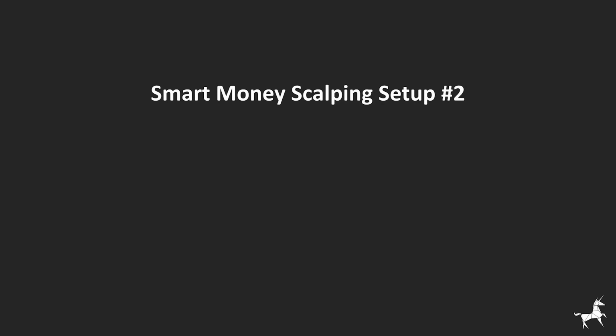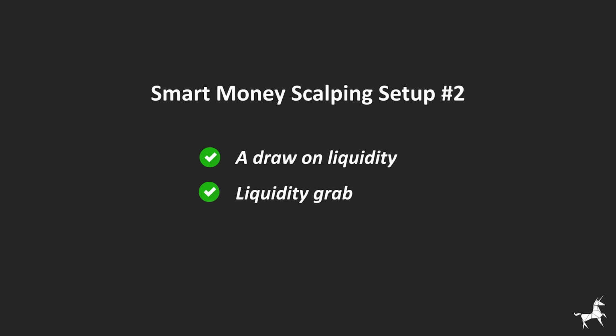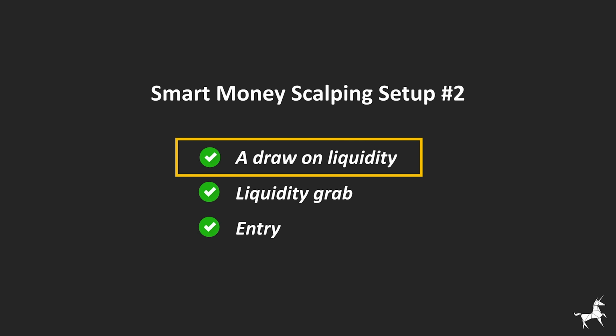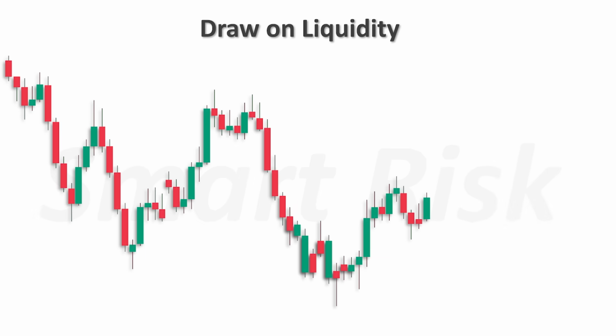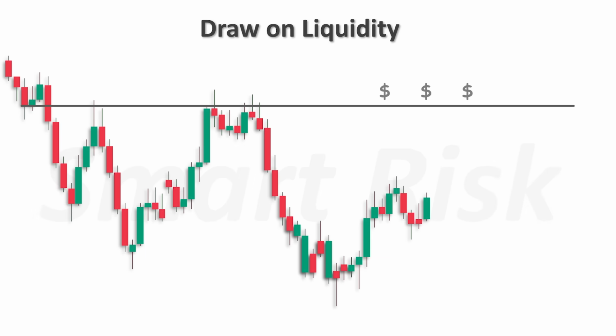Let's continue with the second scalping strategy. This strategy is made up of three main parts: a draw on liquidity, a liquidity grab, and the entry. So, what is a draw on liquidity? It basically means identifying a key liquidity level that price is moving toward. In simple terms, the market often moves to areas with resting liquidity, such as equal highs, equal lows, or sharp reversal points, because that's where many orders are waiting to be filled.